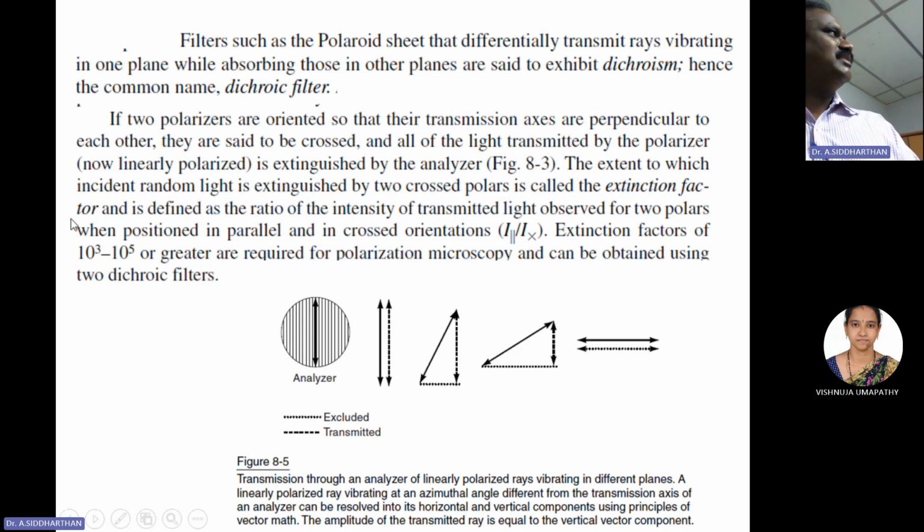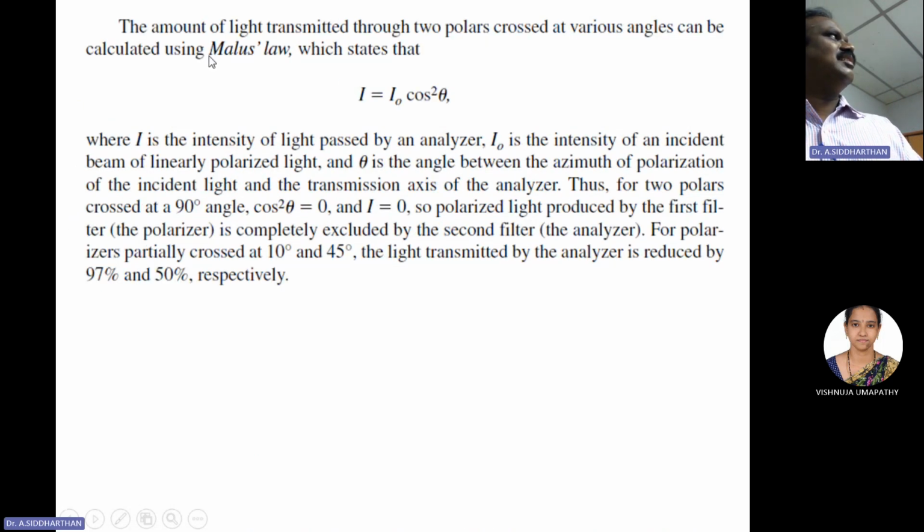Okay, so the formula here says, like, Malus's law. It says that the intensity of light passed through the analyzer depends upon the intensity of the incident beam of plane polarized light, and the angle between the azimuth of polarization of the incident light and the transmitting axis of the analyzer. So when you say these two, suppose theta is 0, it means maximum.